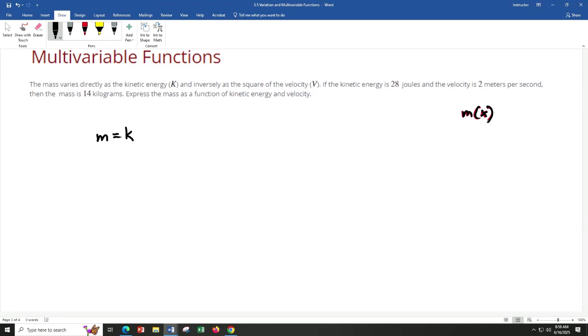As the kinetic energy, they give you the new variable they want you to use. And yes, use their variables. These are actual variables that would be used in a physics class. There is a big K, there is a small k. But notice they kept going, and inversely. That means I'm going to put a division line. And inversely as the square of the velocity, big V.